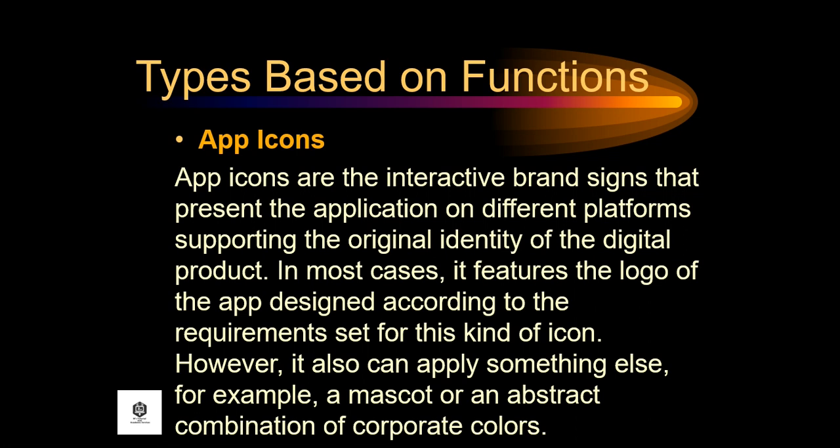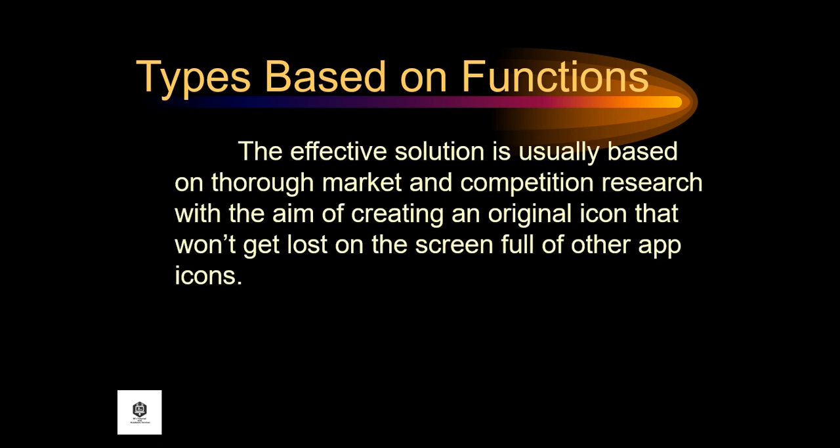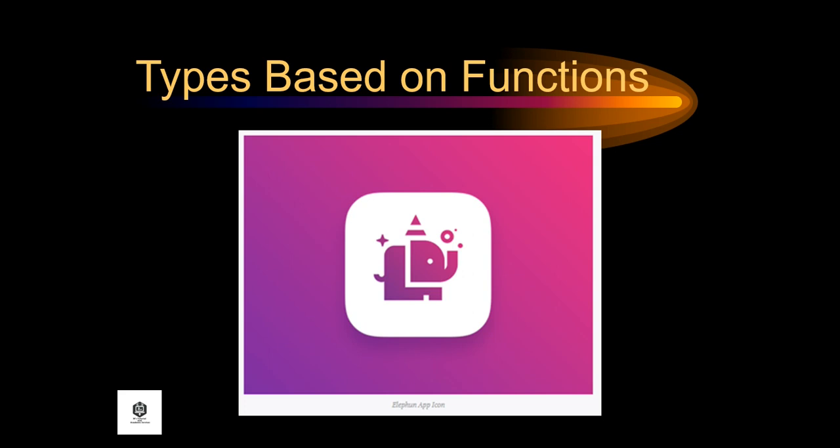App icons are the interactive brand signs that present the application on different platforms, supporting the original identity of the digital product. In most cases, it features the logo of the app, designed according to the requirements set for this kind of icon. However, it also can apply something else, for example, a mascot or an abstract combination of corporate colors. The effective solution is usually based on thorough market and competition research, with the aim of creating an original icon that won't get lost on the screen full of other app icons. So example, the elephant app icon.